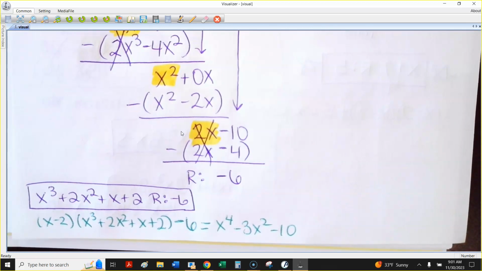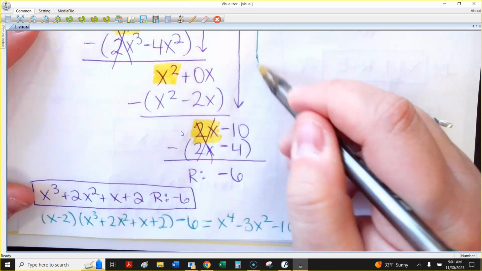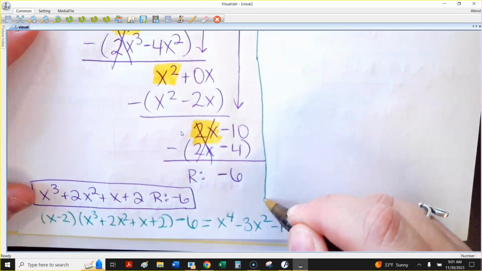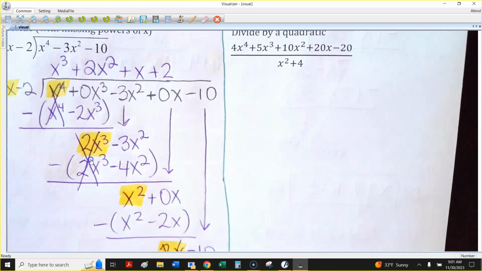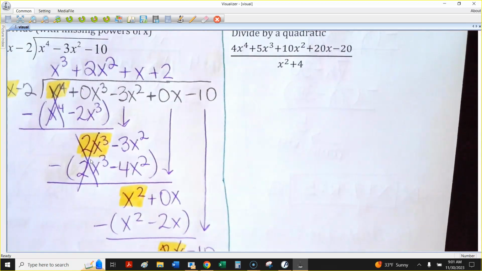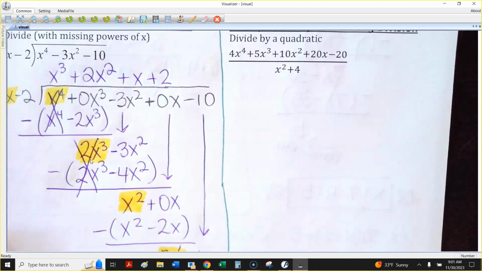Okay, now I have one more. This one is just a little bit weird in terms of how these terms go as you divide here. All the ones we've done so far, I've had a linear binomial, just an x and a number that we've divided into each of the polynomials. This last one I have a quadratic. So this has got an x squared plus 4 that we're going to divide in here.